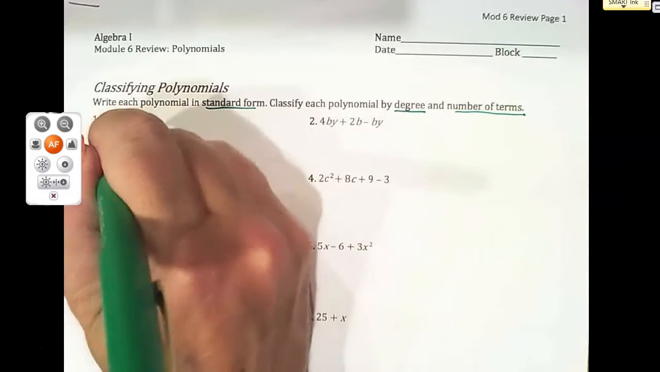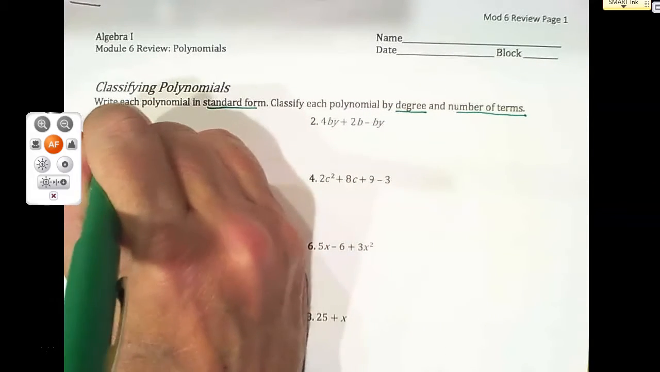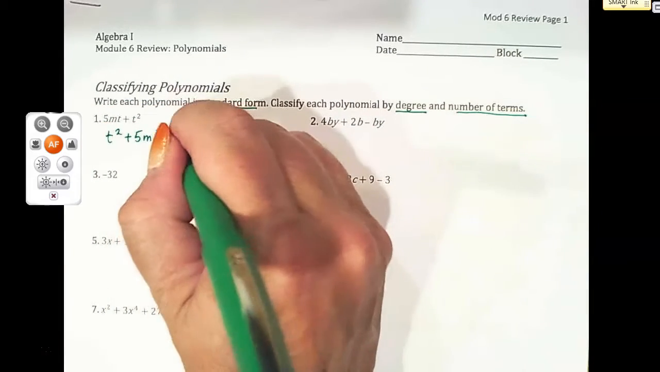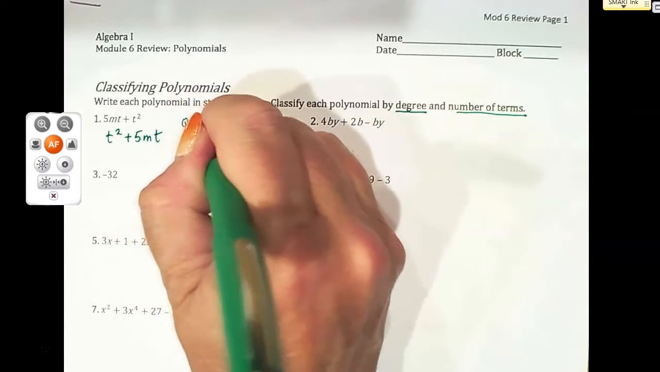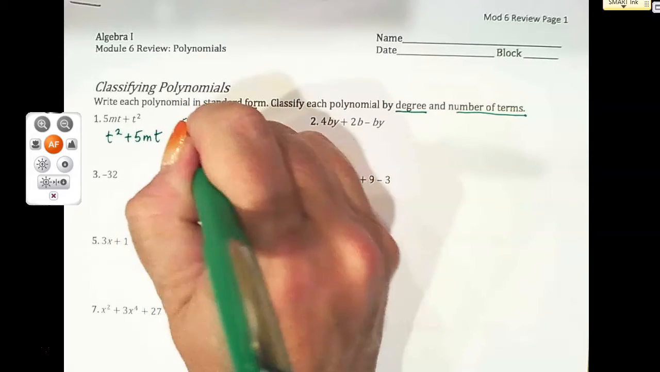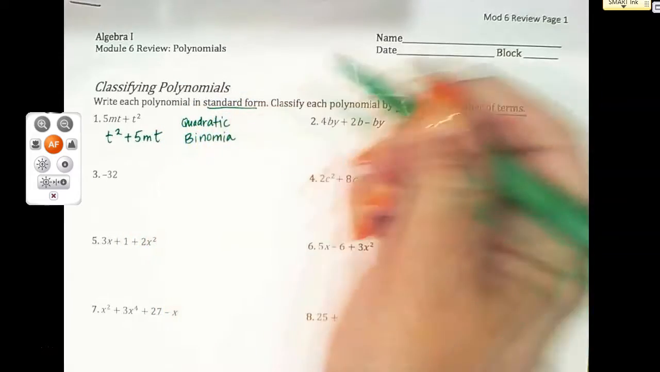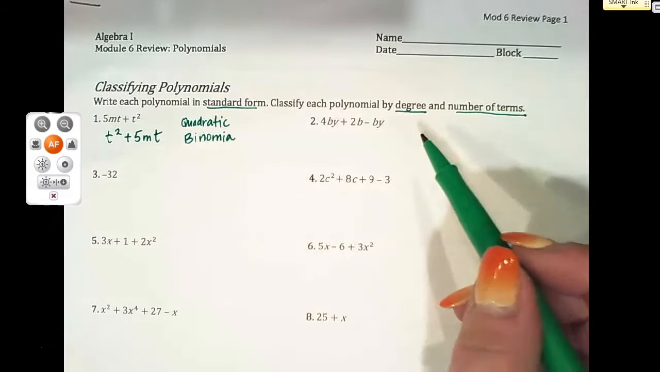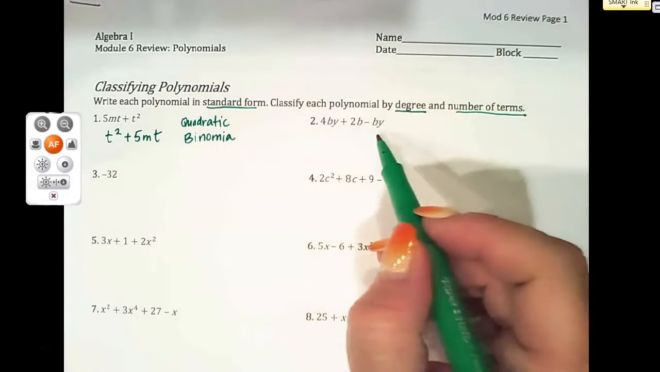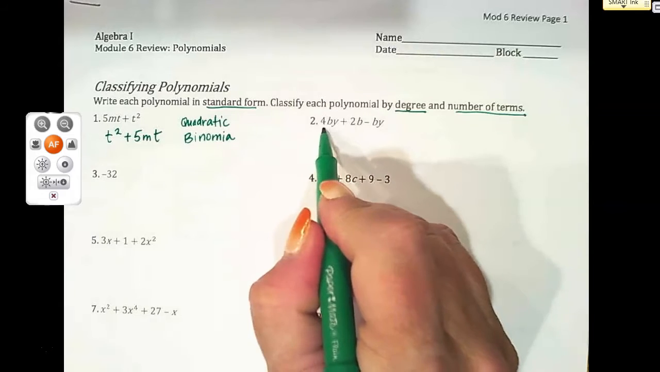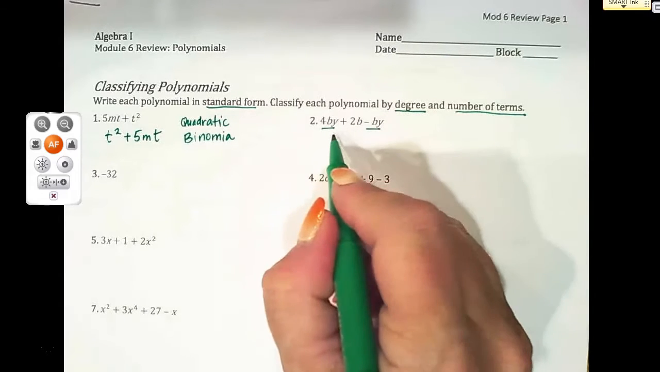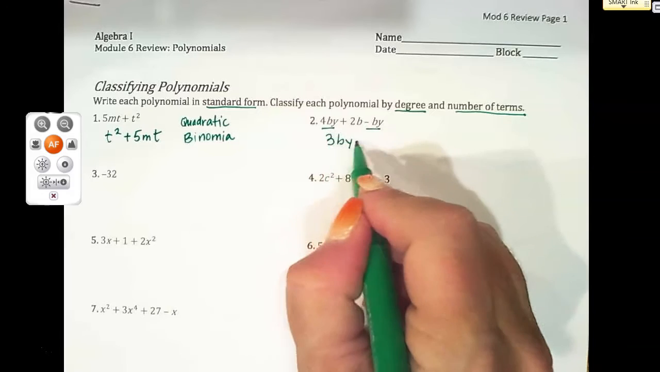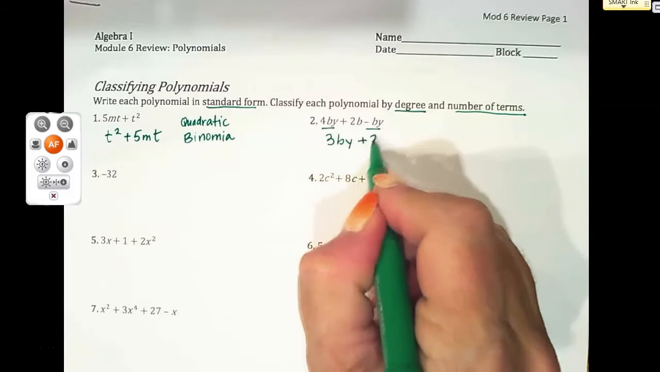So we're going to look at number 1, and we're going to go t squared plus 5mt. A 2 is the highest power, so that's going to be a quadratic binomial. And let's pick a few more. We'll look at number 2. I've got a couple of like terms here which I need to combine before I name my polynomial. So 4 minus 1 is 3by plus 2b.